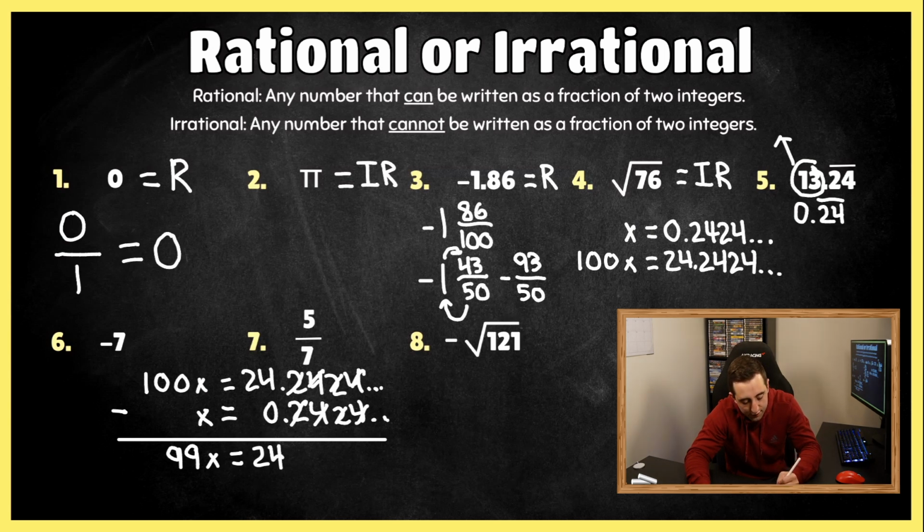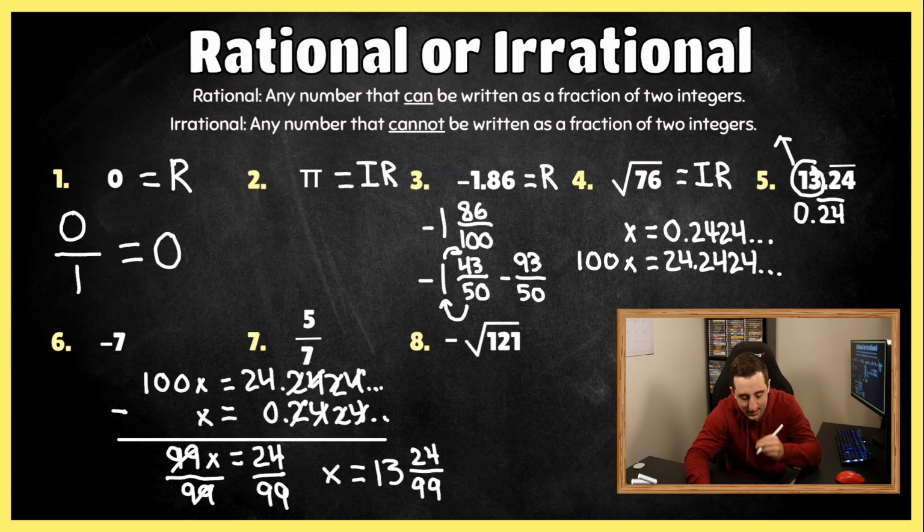Now to get x by itself, it's being multiplied by 99, so let's do the inverse and divide by 99 on both sides. And we're going to end up getting x equals, we don't want to forget the 13 that we removed at the very beginning, so this is going to be 13 and 24/99 as a mixed number. Now, once again, to meet the definition of rational, we want to make this into an improper fraction.